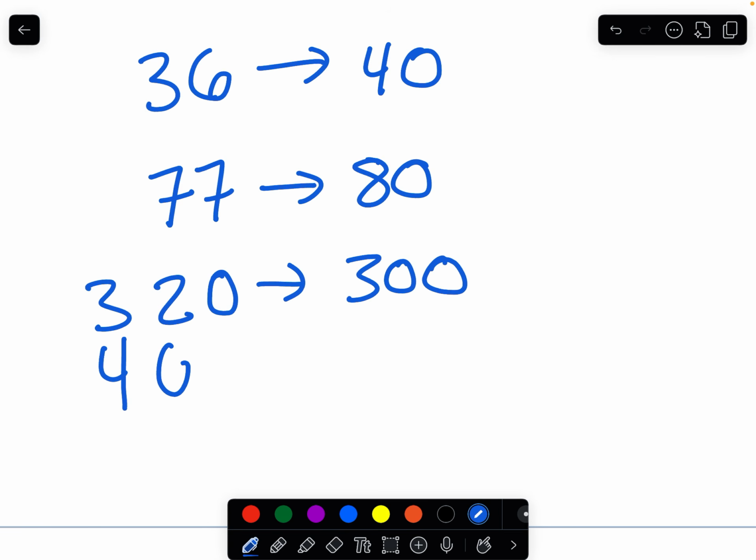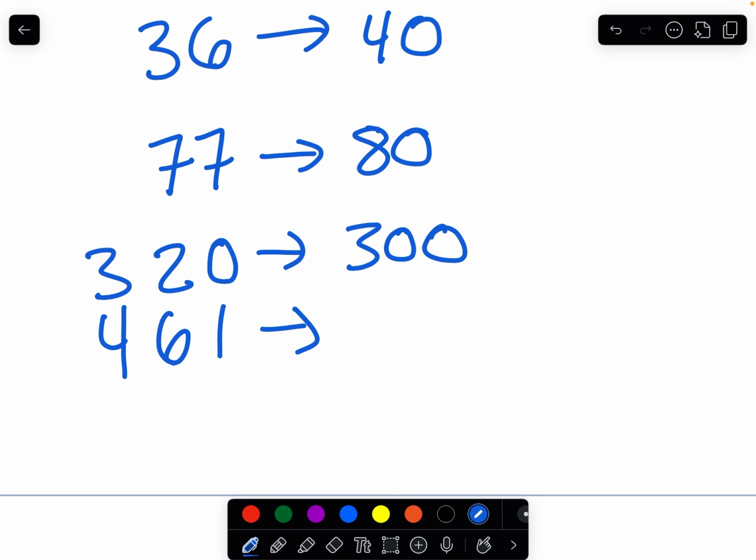What about 461 rounded to the nearest 100? And if you thought to yourself 500, you are correct.